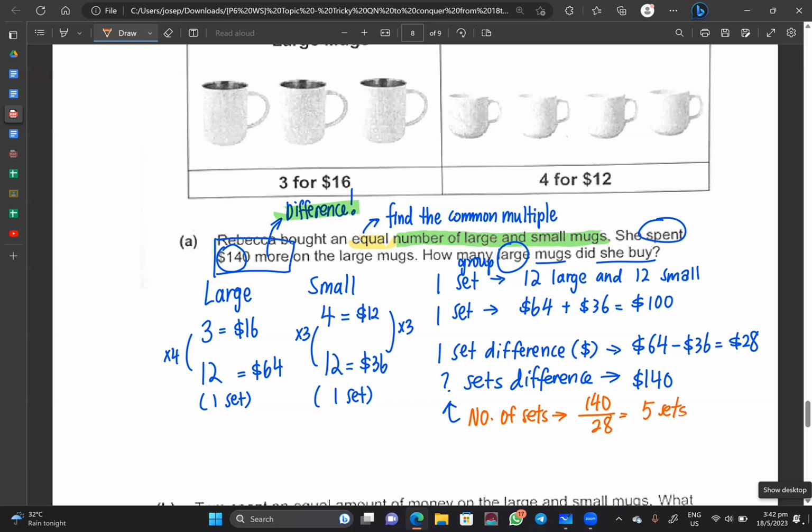5 sets. So this person actually bought how many sets? 5 sets. If I say that one set is equal to 12 large, and the question wants us to find large, not small, so I don't care about small. I just focus on what the question wants us to find. This person bought 5 sets, therefore it will be 12 times 5, and therefore my answer for this will be 60 large mugs.